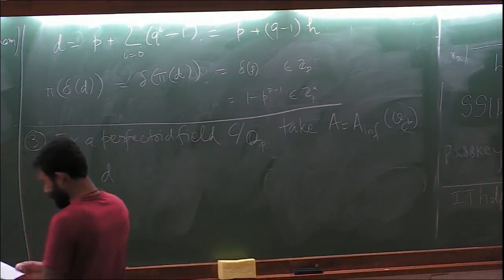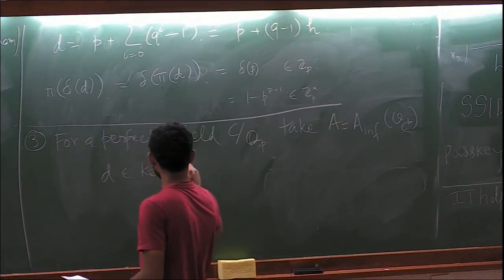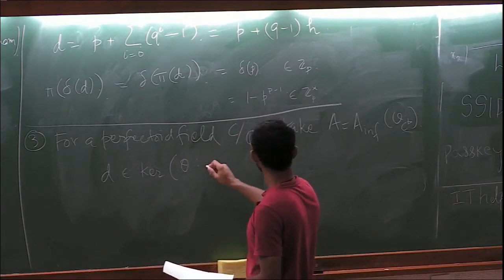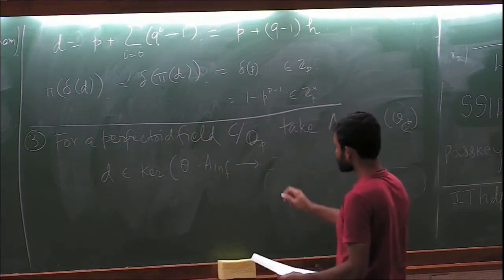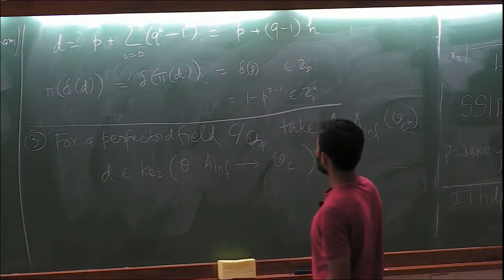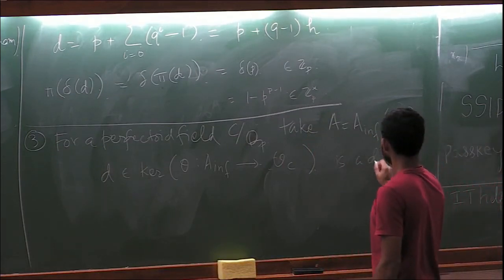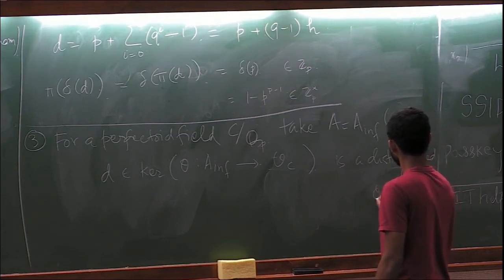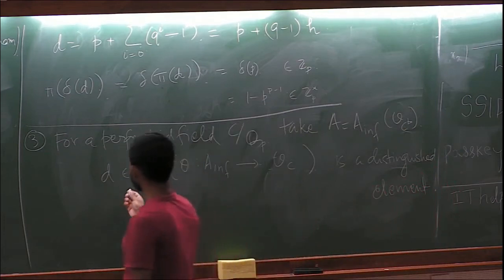So, d is in the kernel of this theta map. If you take any generator of this kernel, that turns out to be a distinguished element. So this is from the generator.